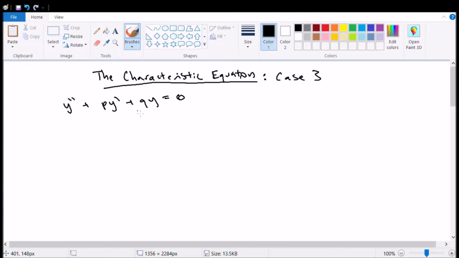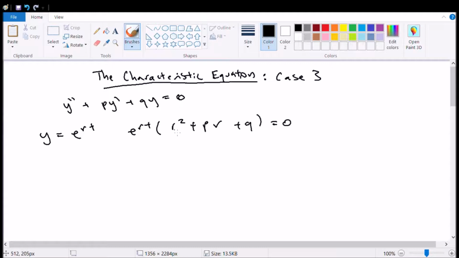Okay, so remember that the characteristic equation derives from when you guess that the solution to this differential equation is somehow in the form of y equals e to the rt. And so when you substitute in y for that into this differential equation, you get e to the rt times (r squared plus pr plus q) equals 0. And so since e to the rt can't equal 0, this must equal 0, and you end up with a quadratic. And a quadratic, of course, has three possible cases for the solutions.